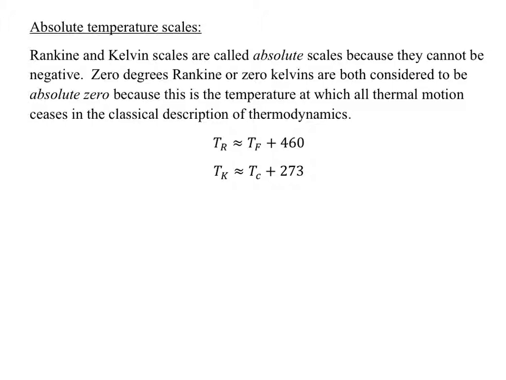So 273. There's a whole way to go before you get to absolute zero. If you set the temperature in Celsius equal to 0, you get 273 kelvins. What if you set Kelvin equal to 0? What Celsius temperature does that correspond to? Negative 273.